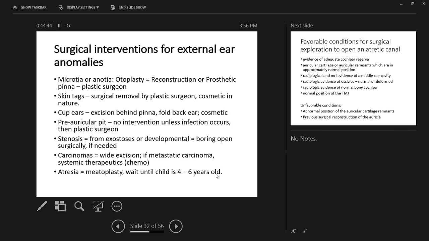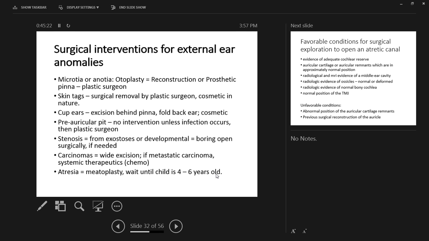You can have cancer of the ear canal. When that happens, then typically there will be this wide excision, like just taking off a lot of the tissue. If it's actually a metastatic carcinoma, then that's where wide excision as well as chemo is typically given. If you have an ear canal atresia, typically you wait until the child is at least 4 to 6 years old. The timing of when that's going to be done actually is controversial.